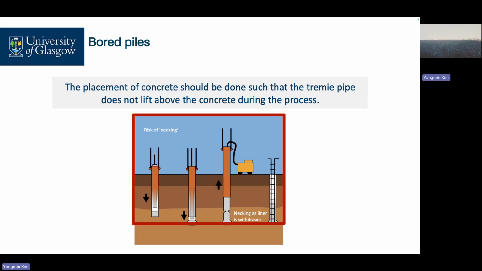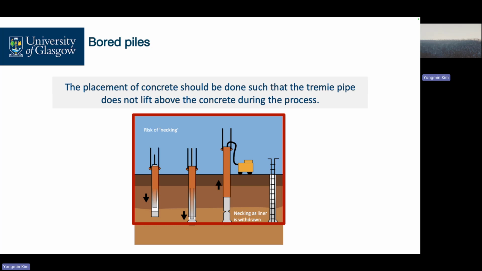So the placement of concrete should be done so that this tremie pipe does not lift above the concrete during the process. This is a tremie pipe. The concrete comes out from this pipe, and then this is the bore. Then we pour concrete, and then everything is filled in the space. Then lift up our tremie pipe. This actually depends on the site engineer's workmanship.